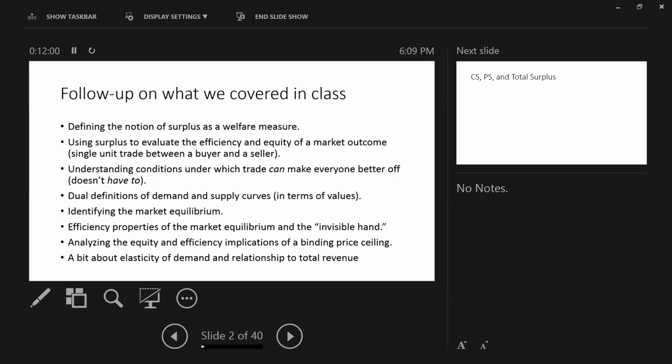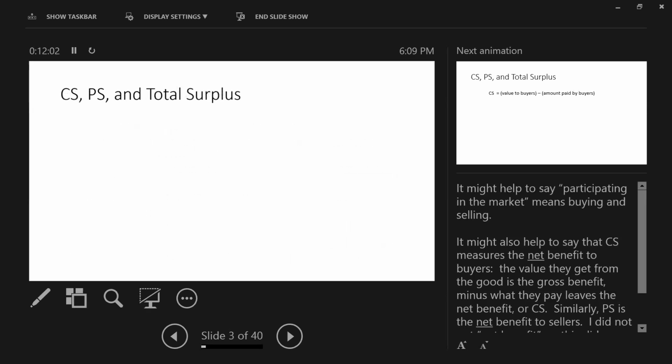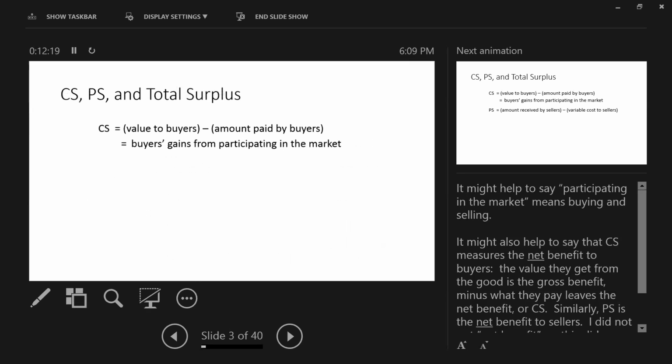So let's just get to it. Consumer surplus, producer surplus, and total surplus. Consumer surplus was measuring the value to the buyer less the amount the buyer had to pay, which is the total revenue extracted from the buyer, the amount that the buyer pays. And we could think about the value minus the revenue paid as the buyer's gain from participating in this transaction.